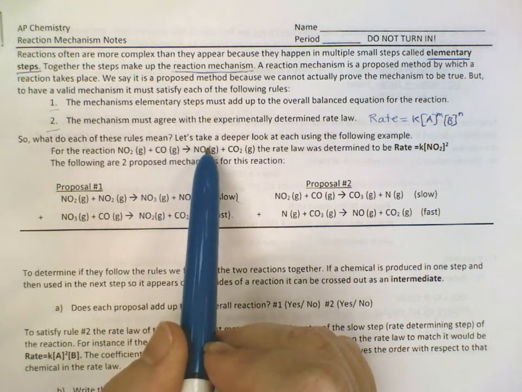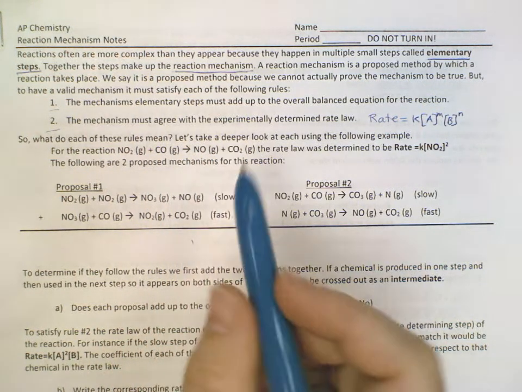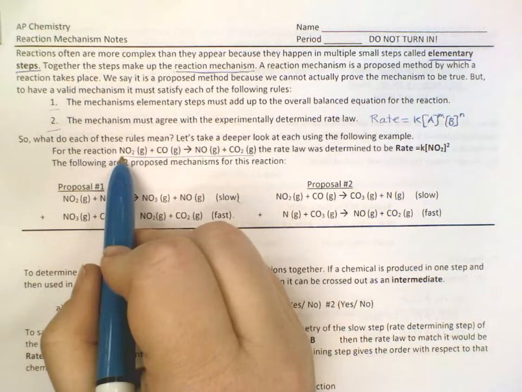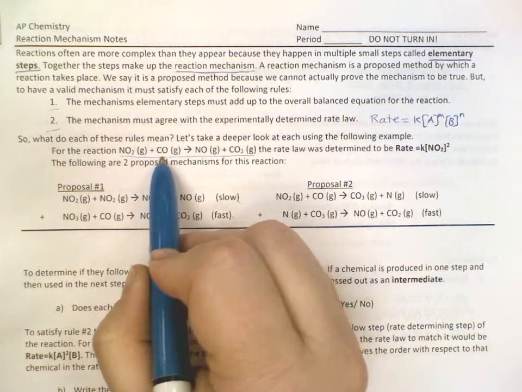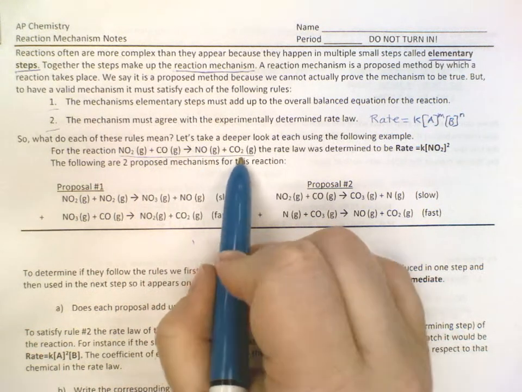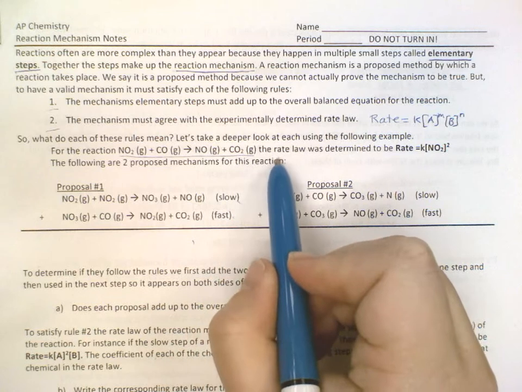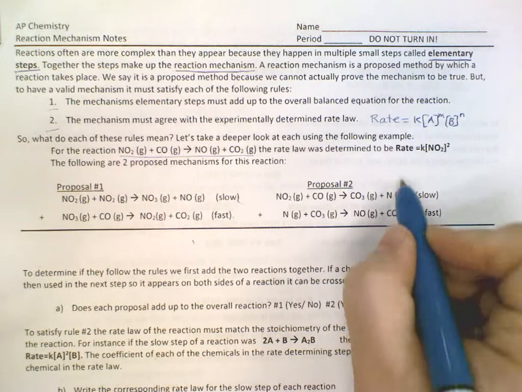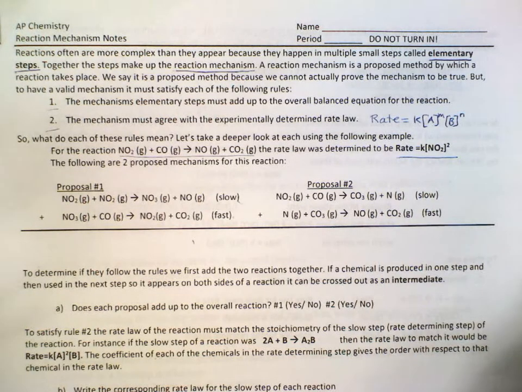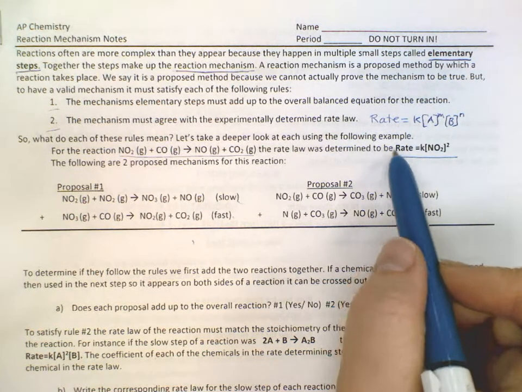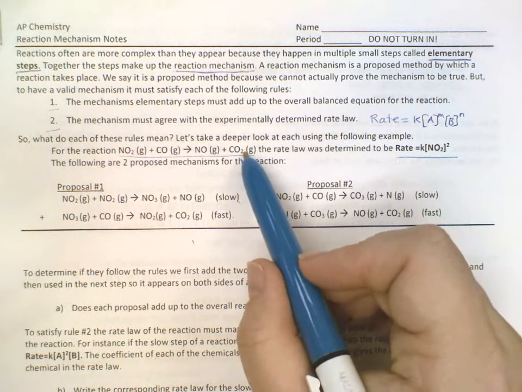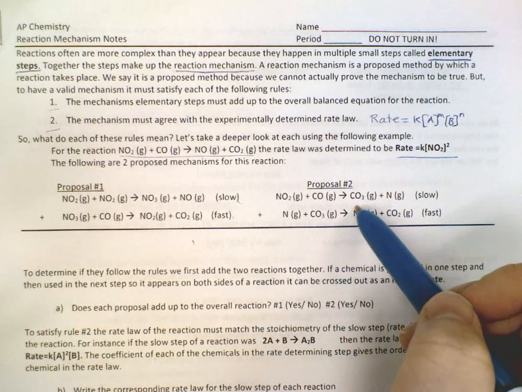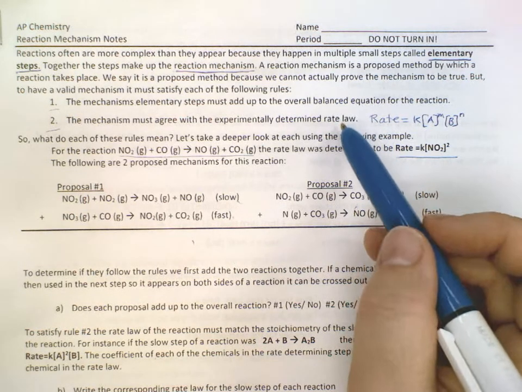So we're going to take a deeper look at each rule using this example. So we're going to use this reaction as our example reaction. So NO2 plus CO, carbon monoxide, makes NO plus CO2, carbon dioxide. So for this reaction, the rate law was determined to be rate equals K times NO2 squared. So we have our experimentally determined rate law. We have an overall reaction. So we want to see which one of our proposed mechanisms that we have down here, one or two, will satisfy both of our rules up here.